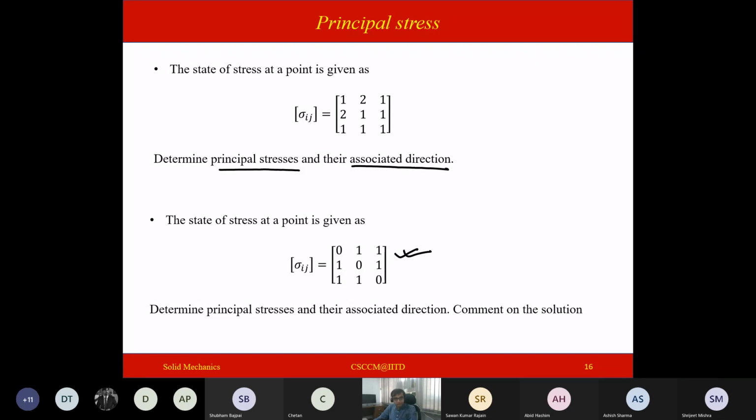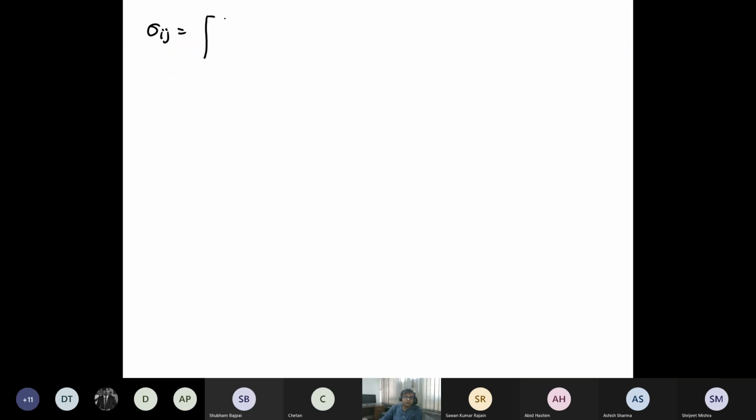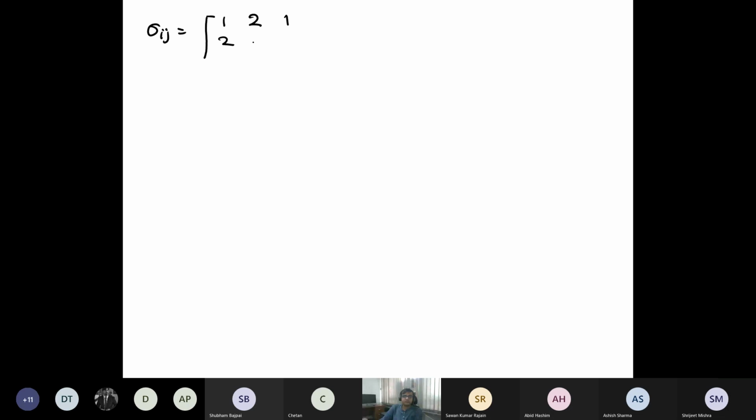So let us come to the principal stress first. Sigma ij is equal to the matrix with rows 1 2 1, 2 1 1, 1 1 1, right? So this is my stress and I want to compute the principal stresses.